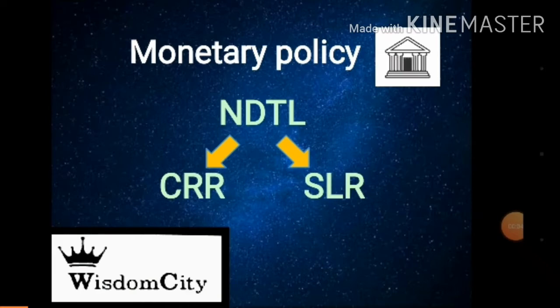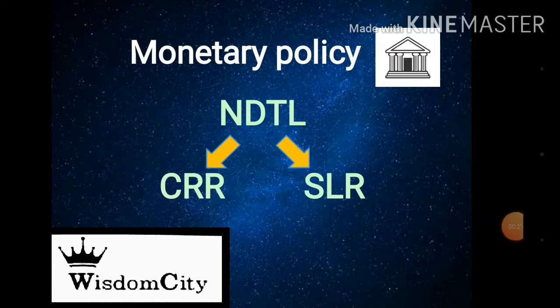In this lesson, we are going to talk about CRR and SLR, or cash reserve ratio and statutory liquidity ratio. These are the two important monetary measures of RBI. Using these tools, RBI controls the cash flow and maintains financial stability.